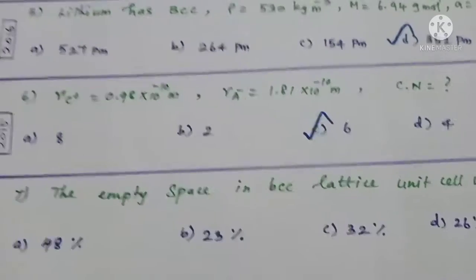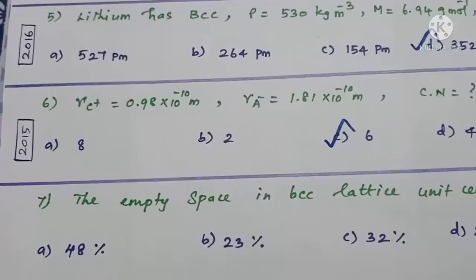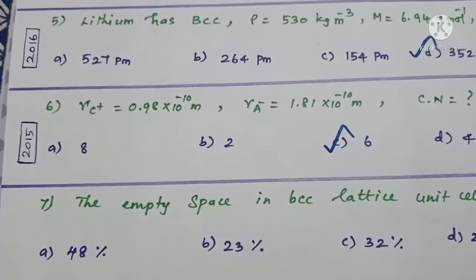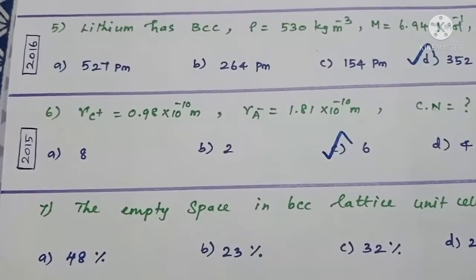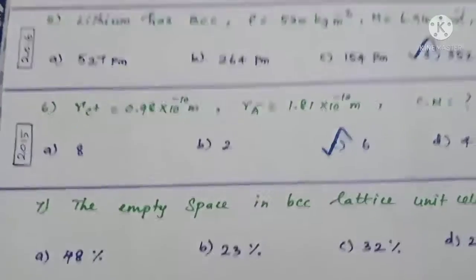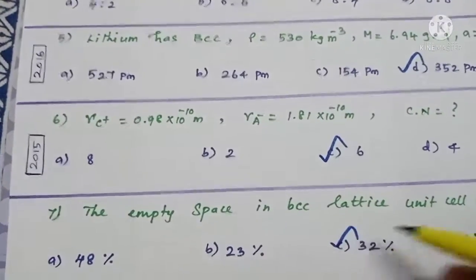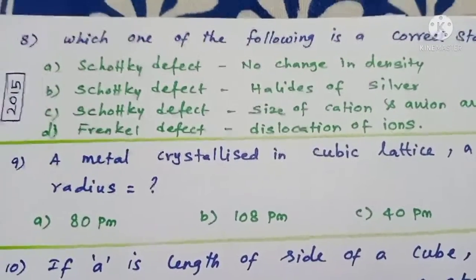So these are nothing but the space occupied by the atoms. In the BCC system, the space occupied by the atoms is about 68%. So the question is, what is the empty space, isn't it? So the empty space is about 32%. So look at the options. Option C is the right one. Okay, right.